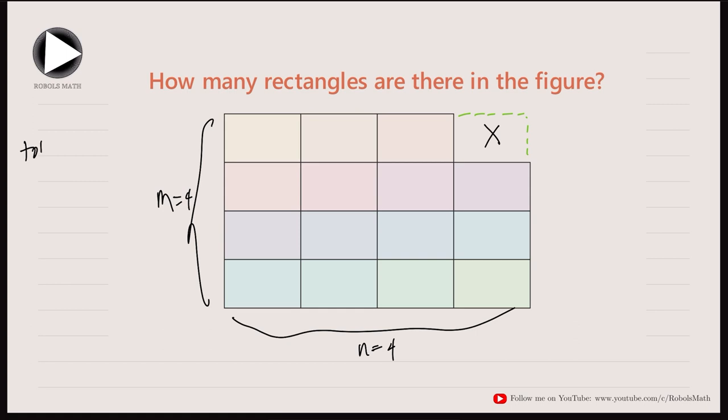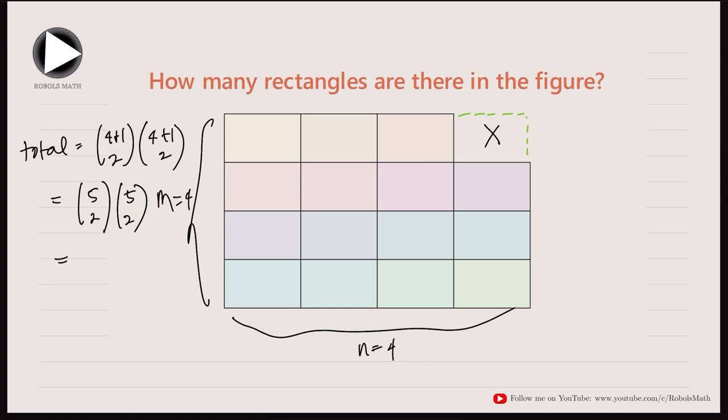So the total is equal to 4 plus 1 taken 2 times 4 plus 1 taken 2, because it's m plus 1 and n plus 1. And 4 plus 1 taken 2 is 5 taken 2, which is simply equal to 10. 5 taken 2 is also equal to 10. So this is 100. So the total is 100. Is that clear?